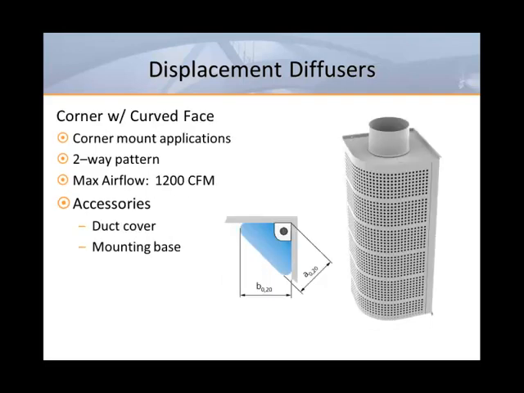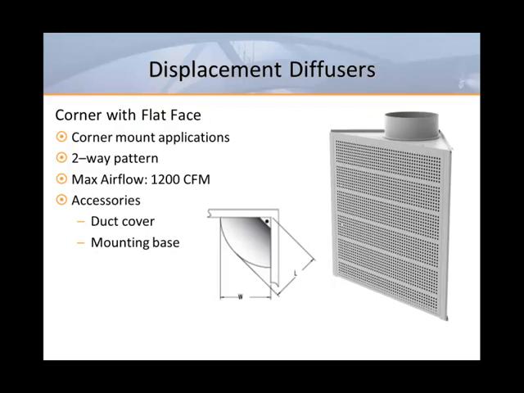Now we're going to look at units that are designed to fit into corners. This model has a curved face that creates a two-way air pattern. This corner model at first looks a little austere, but would probably look best in a flush-mounted installation. Oddly enough, even though the unit has a flat face, it actually provides a two-way air pattern.